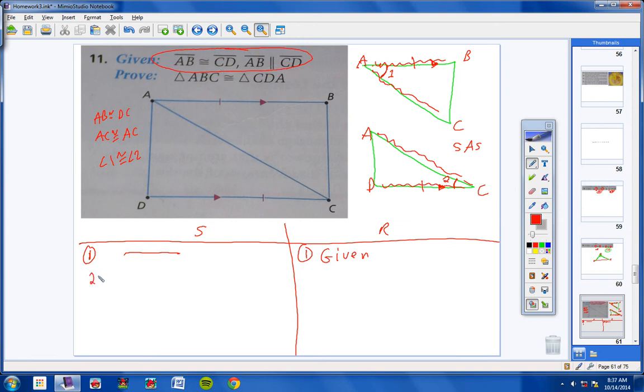Number 2, look what I just stated. I just stated that AB is congruent to CD in my given, so check that off. Put a check mark there. Now next, hey, I can definitely state that AC is congruent to AC, right? Sure, that's the reflexive property, the same segment. So my reason would be reflexive.